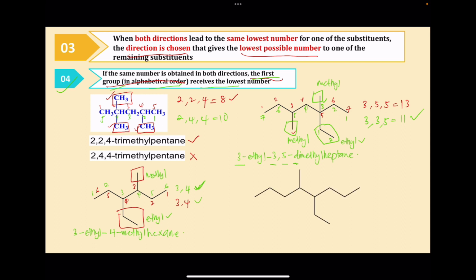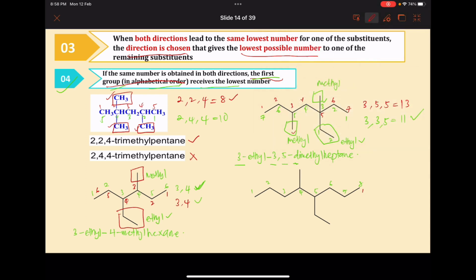How about this one? Same again, 1, 2, 3, 4, 5, 6, 7 and 8. The longest chain is 8, octane. We do the other way, 1, 2, 3, 4, 5, 6, 7 and 8. If we use the red route, the substituents are attached at the fourth carbon and the fifth carbon. Meanwhile, if we use the green route, the substituents are attached at the fourth carbon and the fifth carbon also.